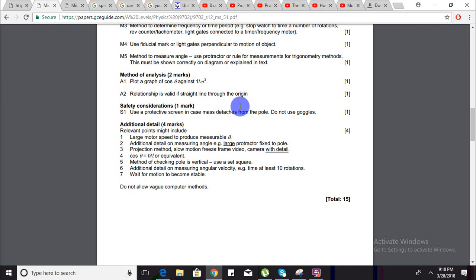So large motor to produce measurable theta, that is obvious. Additional detail on measuring angle, large protractor fixed to pole or projection method. Slow motion, freeze frame video camera with detail, yep. That isn't necessary because we went with this method of checking that the pole is vertical. Additional detail on measuring velocity, time 10 rotations, wait for motion to become stable.